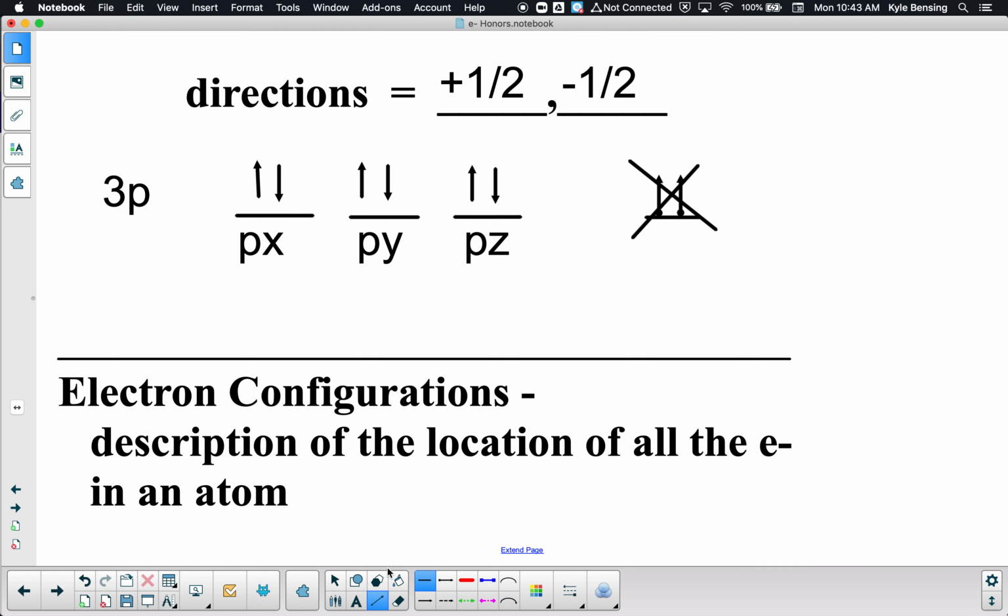So here we talk about electron configurations. Now that you have this info, I'll tell you what, I'm going to break here, and then the next one will be about electron configurations.